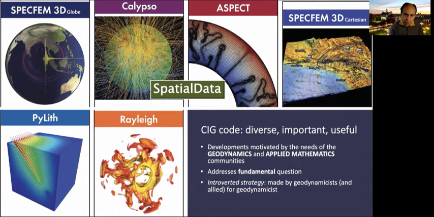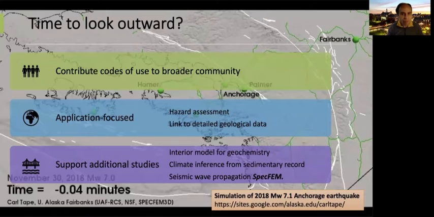The thing, though, that I would like to address here is that these are really introverted codes, in the sense that they were developed by geodynamicists and allied people, especially in applied math, for the use of the geodynamicist. These codes are meant to address fundamental questions in our science. Maybe it is time to change our attitude a little and look outward instead of inward, towards the next steps, the next development in CIG and in geodynamics in general.